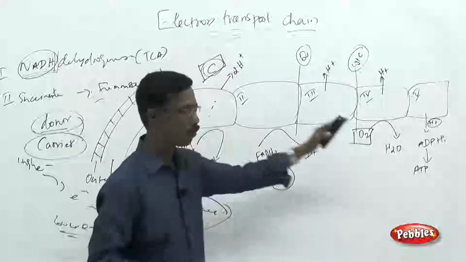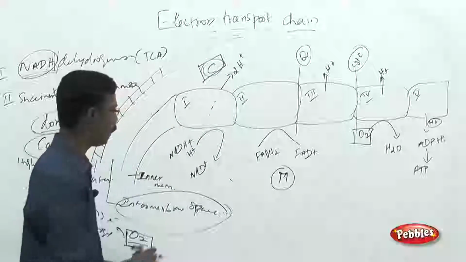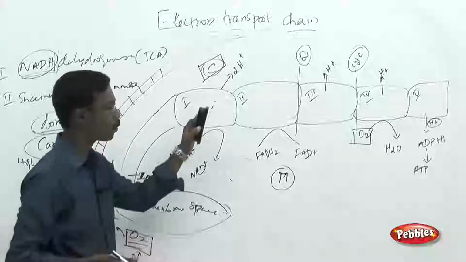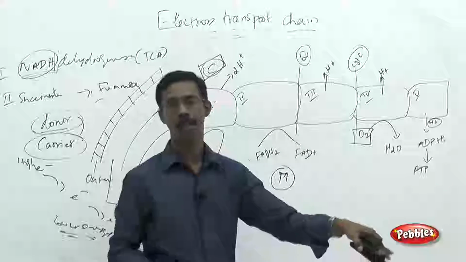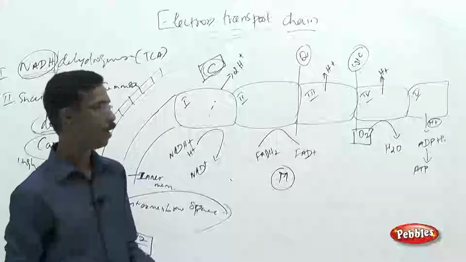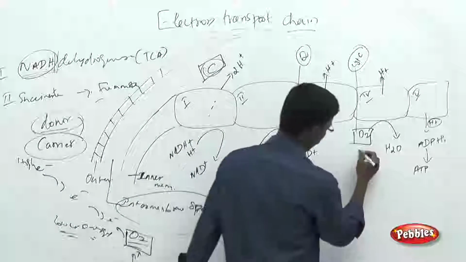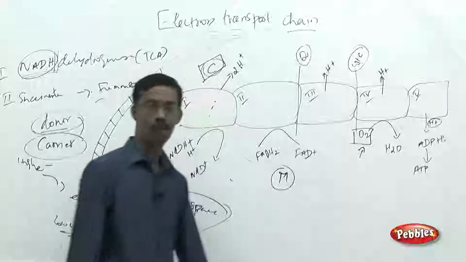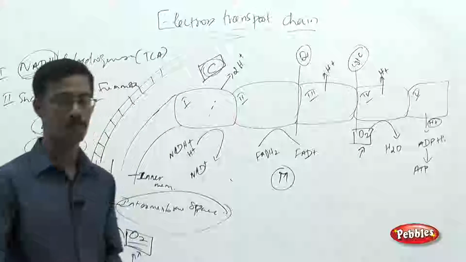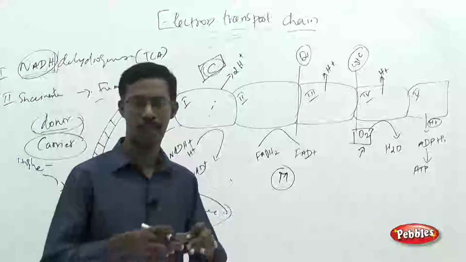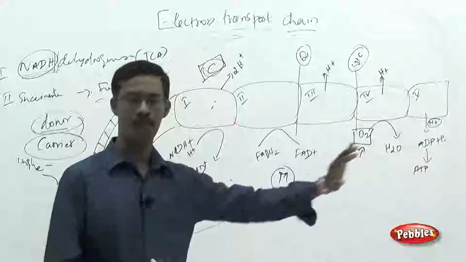Complex 1 and 2 are going to donate the electrons. That means the electrons from complex 1 and 2 are going to sequentially move down the energy levels until they reach the oxygen molecule in the electron transport chain. This is what you have to understand about the electron transport chain: it transports the electrons through the chain.